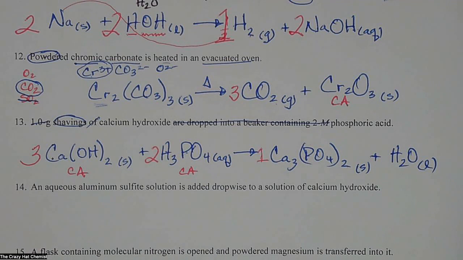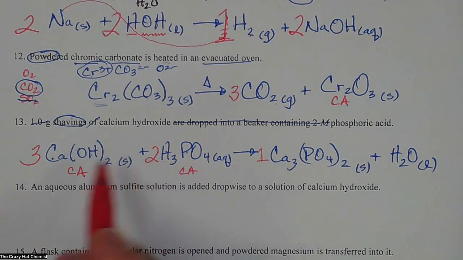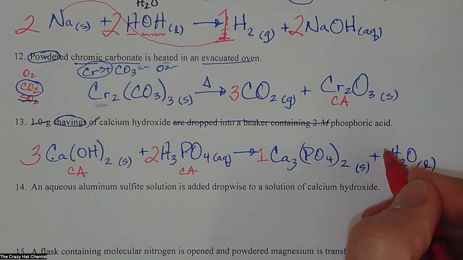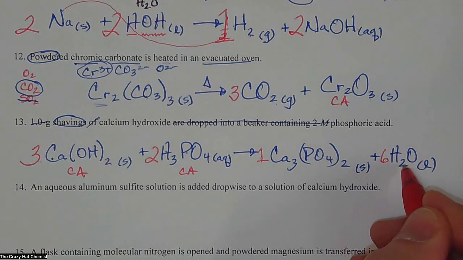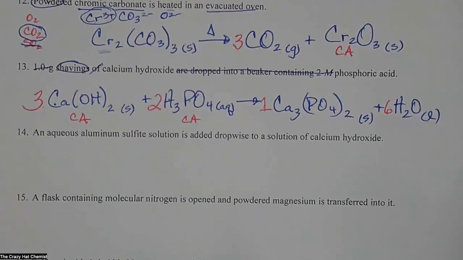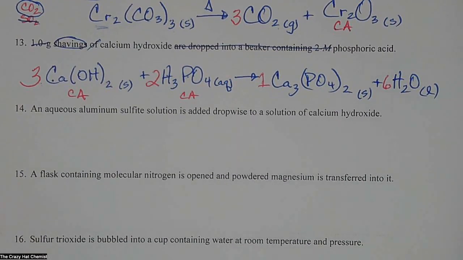So I'm going to count up the number of hydrogens. How many hydrogens here? 2 × 3, that's 6. How many hydrogens here? 3 × 2, that's 6. So that's a total of 12. So I need to place a 6 here because that will give me 6 × 2. That is 12. Cool. Hopefully you got that. All right, let's move this up, and there we go. Number 14 is our next one. We are moving here, folks. Hopefully you're still with me.